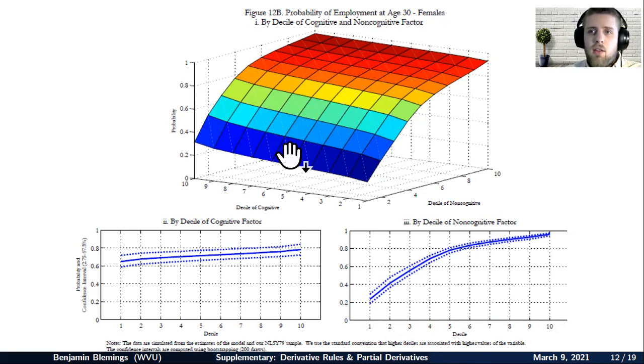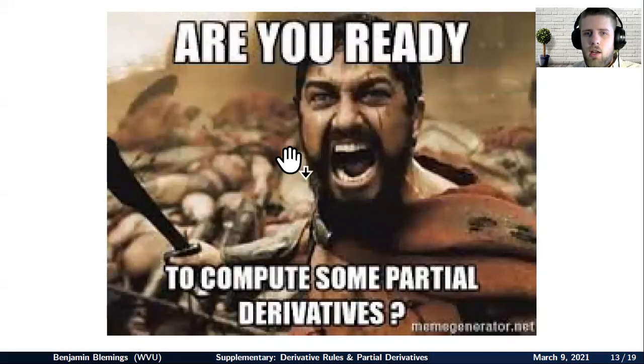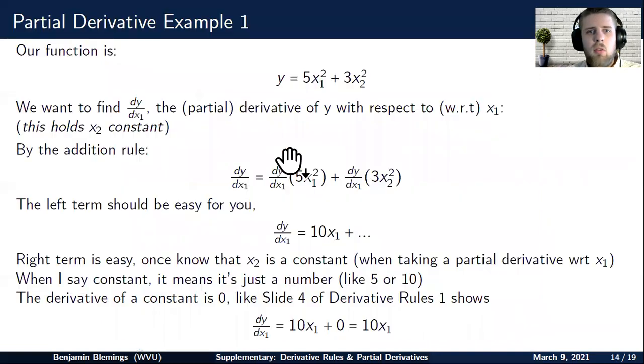And so let's take this intuition and motivation into when we actually take partial derivatives of equations. So are you ready to compute some partial derivatives? Our function is y equals 5x1 squared plus 3x2 squared. And we want to find partial y, partial x1, the partial derivative of y with respect to x1. By the addition rule, we know that this is just the derivative with respect to x1 of this term plus the derivative with respect to x1 of this term.